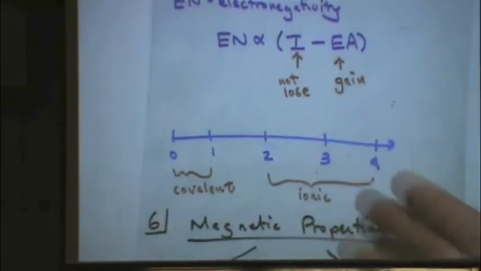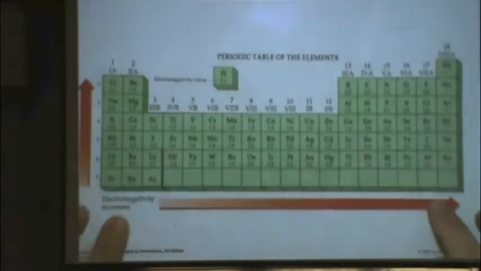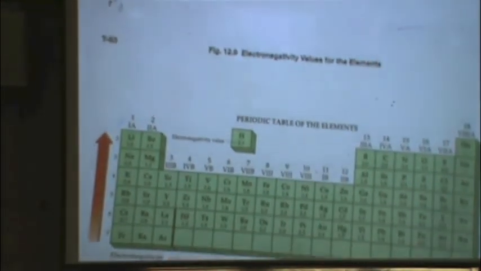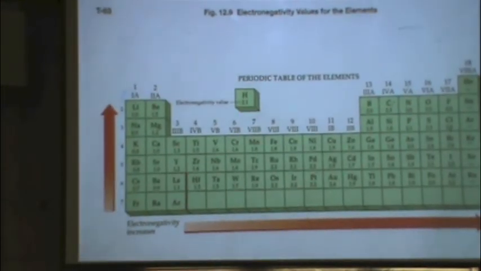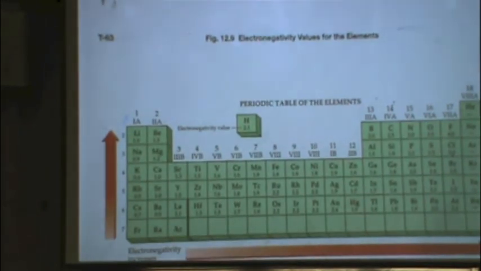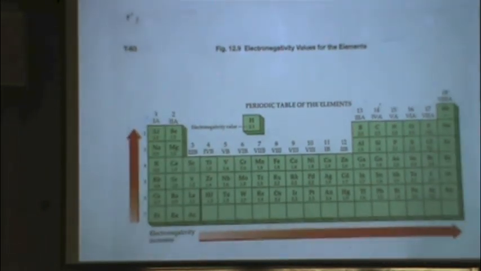Okay, how do you find out these numbers, you must be wondering. Maybe you don't care, but you have to, unfortunately. Here's something from your textbook. Electronegativity, remember, increases up and to the right. The most electronegative element would be fluorine. We pay no attention to the noble gases in this case.